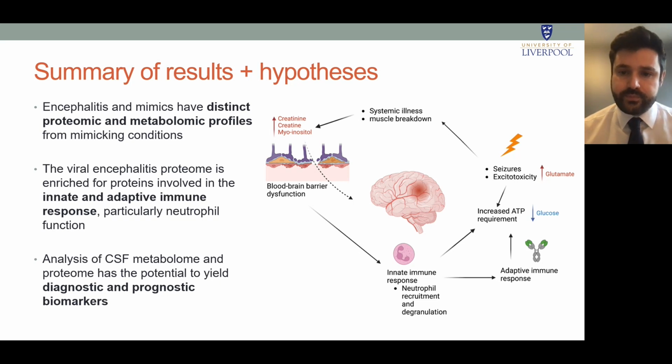And we know from the literature that seizures contribute to excitotoxicity, and we've shown that increased glutamate correlates with poor outcome. And this is all in the context of systemic illness, and via a dysfunctional blood-brain barrier, there's increased movement of peripheral metabolites into the CSF, including creatinine, creatine, and myoinositol, and increased traffic of immune cells contributing to worsening inflammation. And you can see how this could result in a vicious cycle, which will contribute to poor outcome in encephalitis.